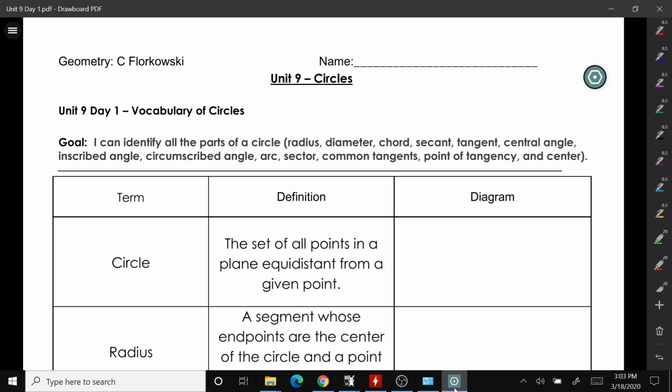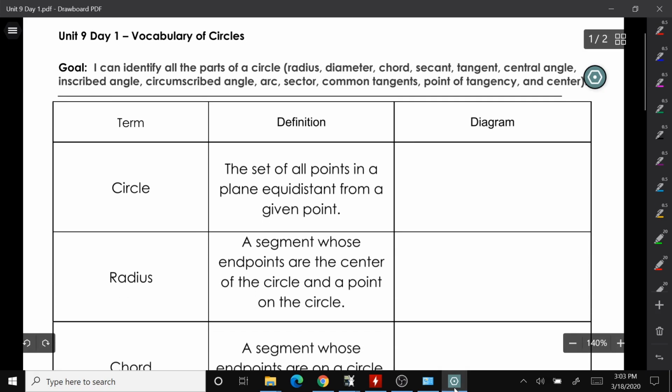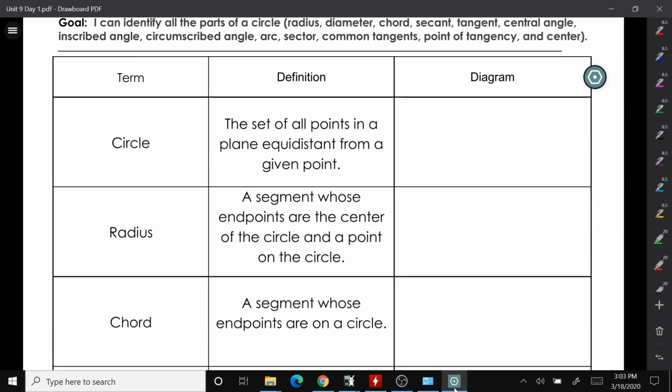Okay, Unit 9 is about circles, and you've probably talked about circles in middle school for a bit, and we're going to review those concepts and then expand on them to learn some new things. So here are some definitions that you may already know, and we're going to draw pictures to kind of help us. So we all know what a circle looks like, but the actual definition of a circle is kind of confusing. The definition says the set of all points in a plane equidistant.